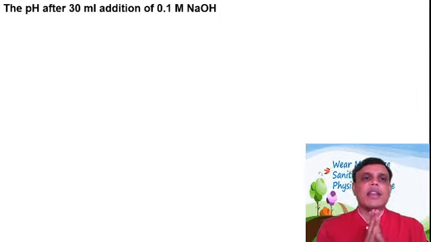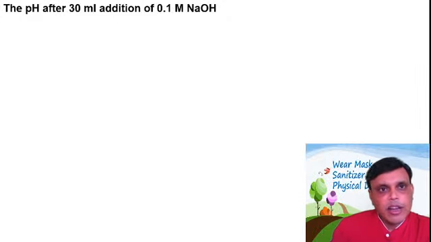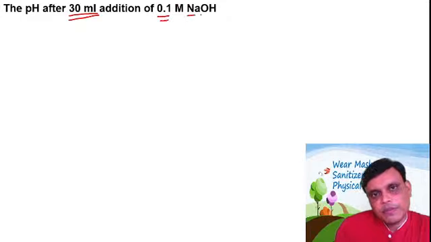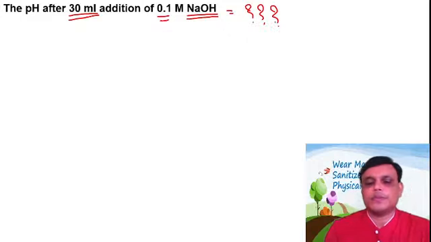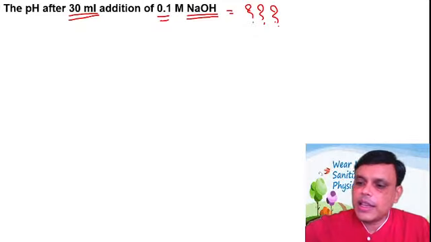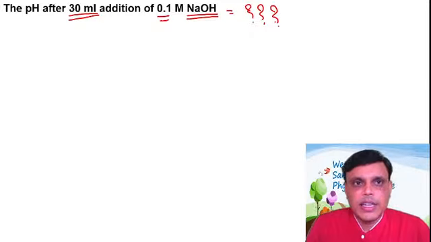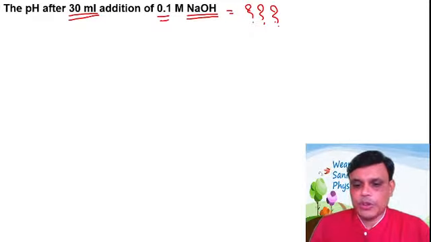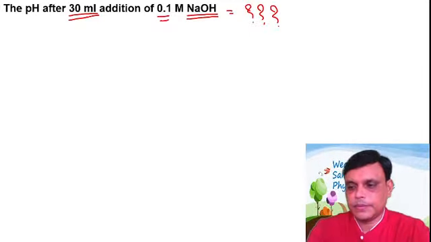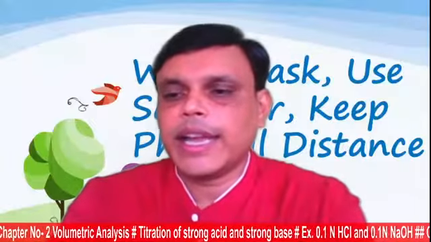Okay, then calculate the pH after 30 ml of NaOH addition. Calculate the pH after 30 ml of addition of 0.1 molar NaOH. ठीक है, ये calculate करना है आप लोगों को. Now what is the value of pH that you have to tell me? चलो जल्दी से calculate करो. pH after 30 ml addition of 0.1 molar NaOH. Calculate and tell me.